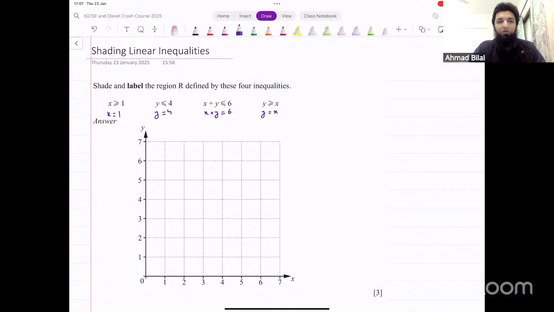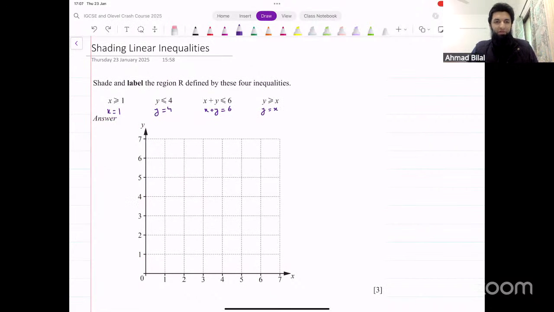Okay, so rather than thinking of inequalities, first of all, you think of equations and just draw those straight lines. Okay, so we'll come to inequalities, but for now, what we have to do first is just draw these equations. Draw the graphs of these equations.